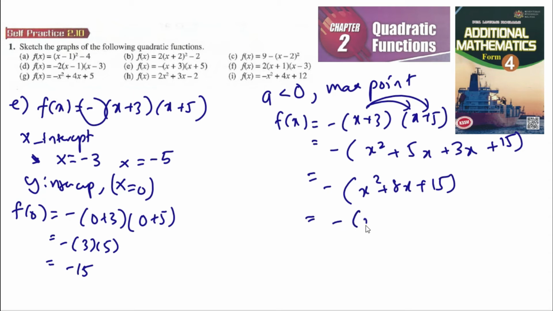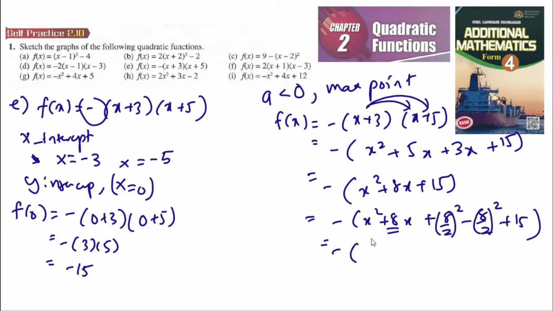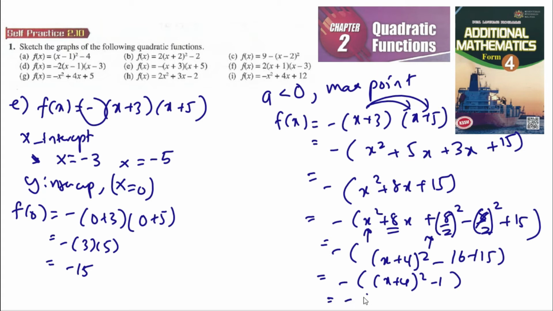Which is equal to -(x² + 8x + box squared - box squared + 15). So the box should be 8 over 2, which is 4. So first and third term: (x + 4)² - 4², which is 16, plus 15. Which is equal to -[(x + 4)² - 1]. So we open the bracket: -(x + 4)² + 1. So the maximum point is (-4, 1).